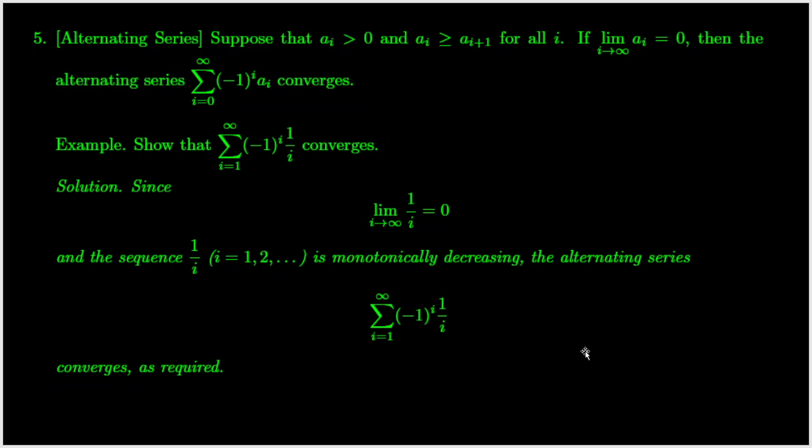A fact about the convergence of alternating series is stated in item 5. In the example, upon verifying the two conditions, we conclude that the given alternating series converges.